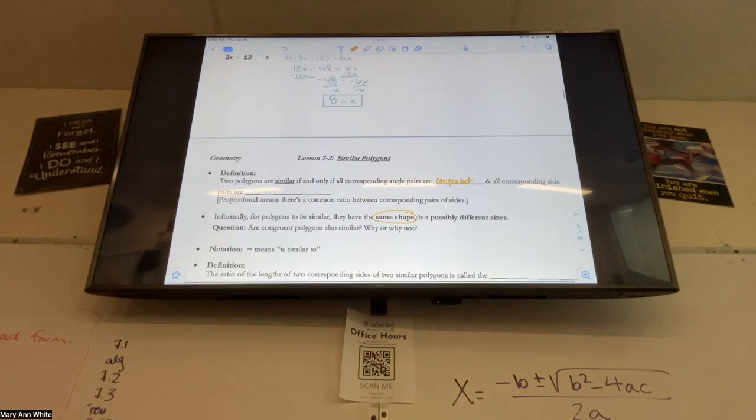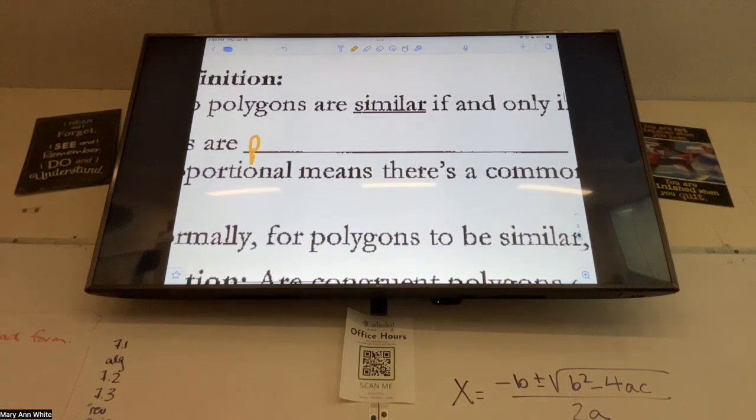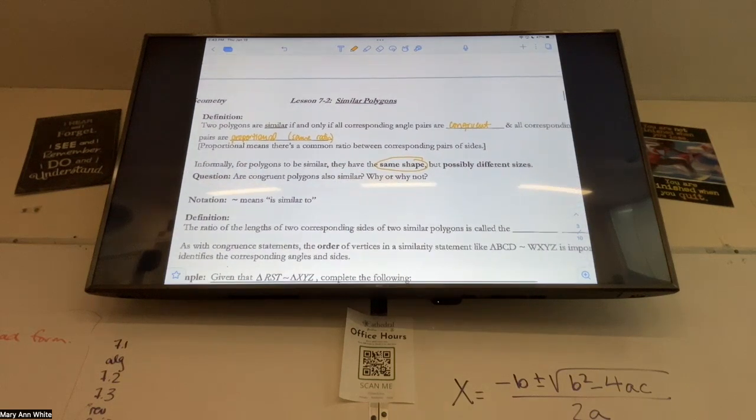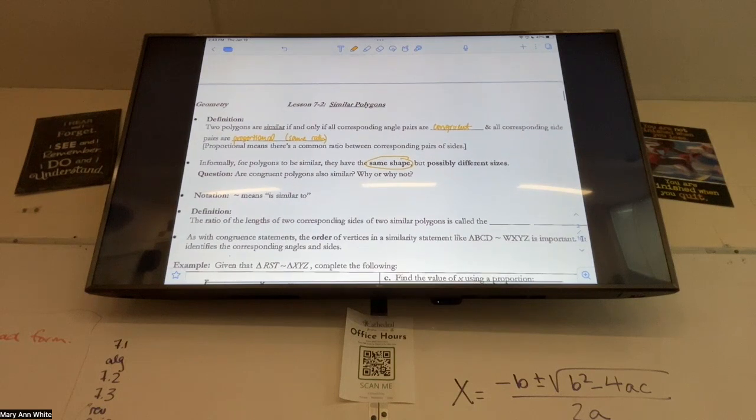I also need all corresponding side pairs to be this special word, proportional. Proportional, which means that they must all have the same ratio. That means they could be the exact same, but at the end of the day, they must have the same ratio, whether it's 1 to 2, 3 to 4, 5 to 2, 7 to 11. It's the same ratio all the way around. Remember that ratios are like A over B or A to B, like that.